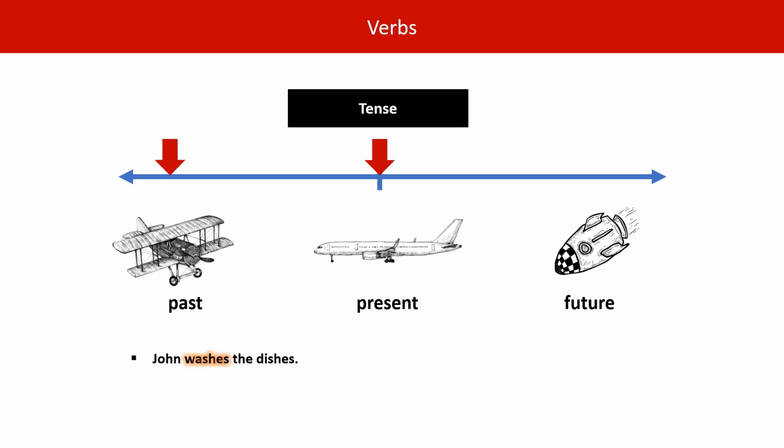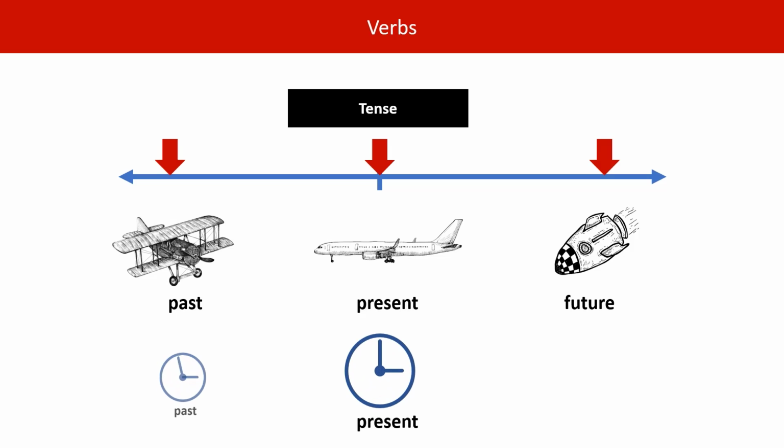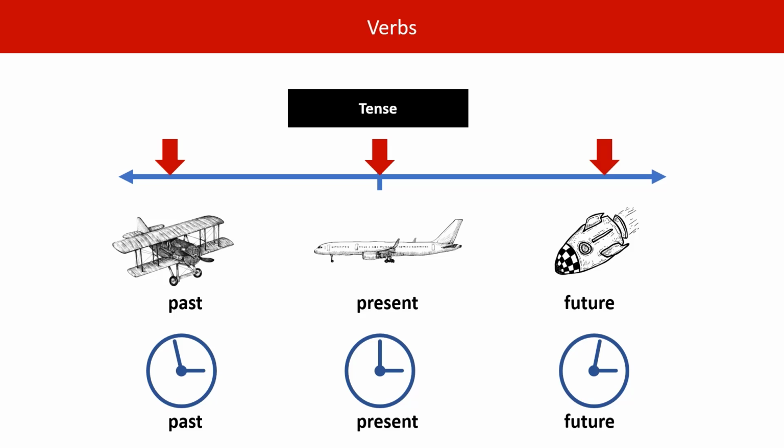What about if the activity took place in the past? We would have to say, John washed the dishes. Now our verb is in the past tense. And if he does it in the future, John will wash the dishes. Now our verb is in the future tense. It's worth saying that it doesn't have to be a long time in the past or the future. 1 second ago, 1 minute ago, 5 minutes ago, 100 years ago are all examples of the past.